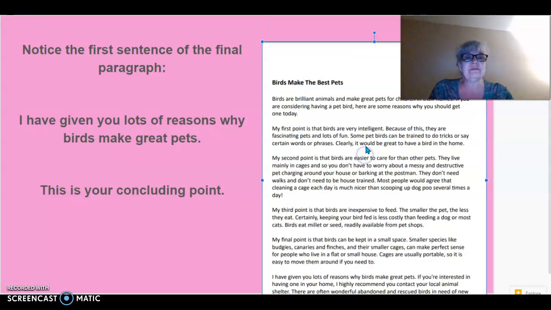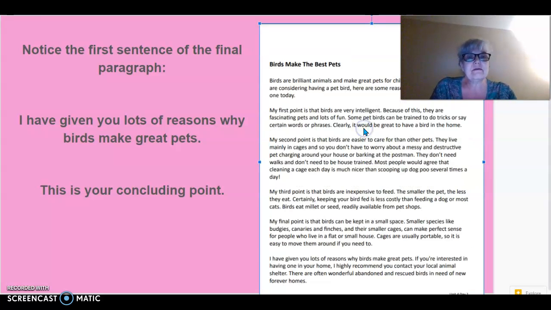Look at the second one. All right, she says, my second point is that birds are easier to care for than other pets. They live mostly in cages, so you don't have to worry about a messy and destructive pet charging around your house or barking at the postman. All right, so she gives you an example. They live in cages. They're not going to destroy your shoes like a dog might, or they're not going to bark at the postman, all right? They don't need walks, and they don't need to be house trained. So these 2 sentences are full of examples.